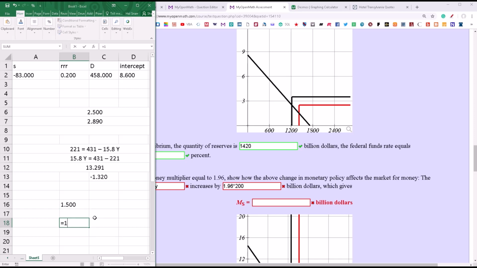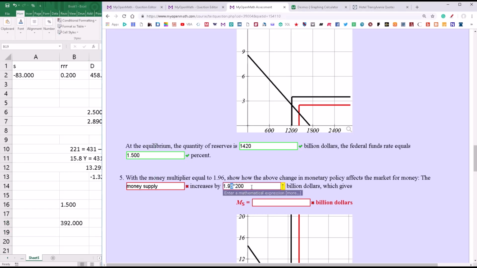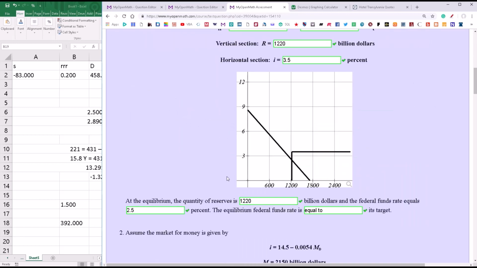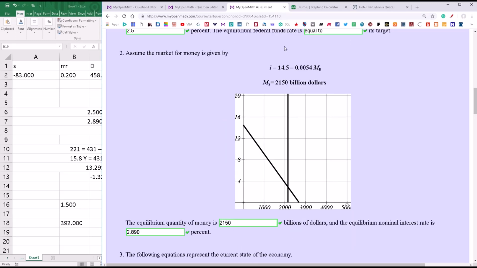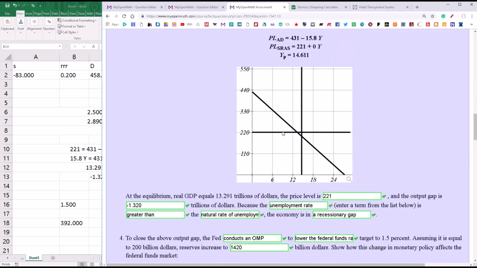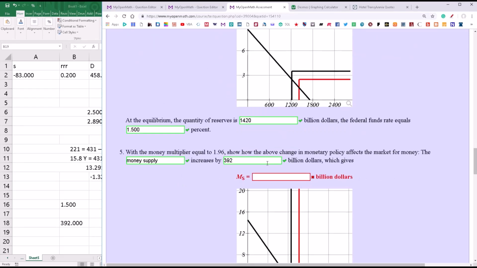1.96 times 200 billion is 392. Okay, so that's the increase in the money supply, 392. Now, the old money supply was this, right? The original money supply was that. So the original money supply was this value, right? And that increases by this amount.